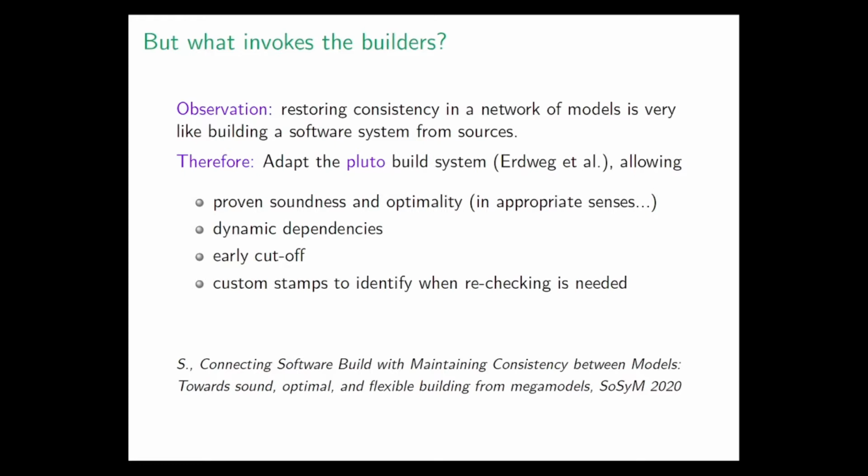So we might want to say, okay, something about this model has changed, but actually we know that nothing which could possibly be relevant to this particular consistency relation has changed, and therefore we don't need to check consistency, let alone run a consistency restoration process, and that can save us quite a lot of work. And then there are, of course, some very interesting questions about balancing the effort needed to compute the stamp against the amount of work saved.